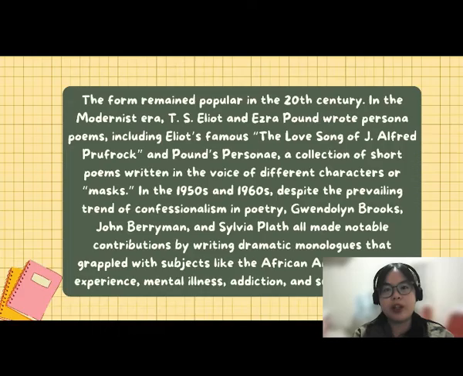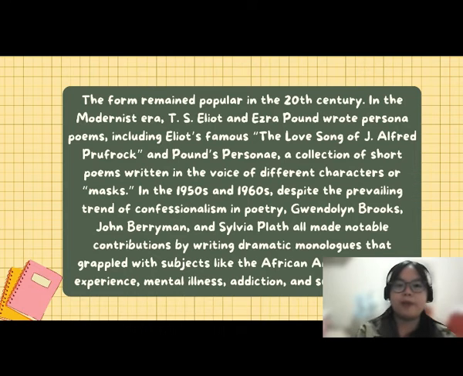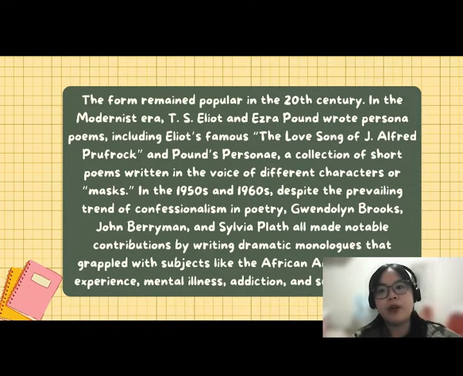So the form remained popular in the 20th century, in the modernist era. So this dramatic monologue became popular in the modernist era, or in the 20th century. T.S. Eliot and Ezra Pound wrote persona poems, including Eliot's famous The Love Song of J. Alfred Prufrock, and a collection of short poems written in the voice of different characters or masks.